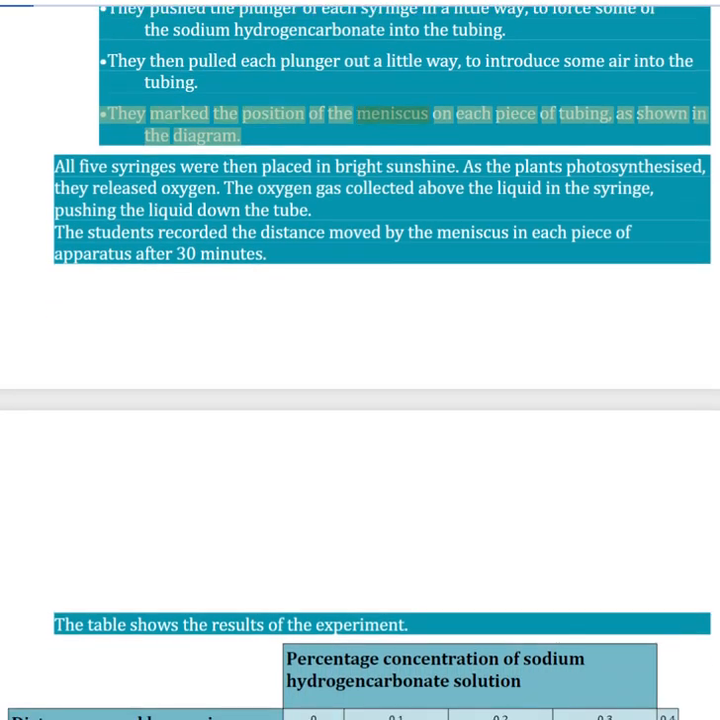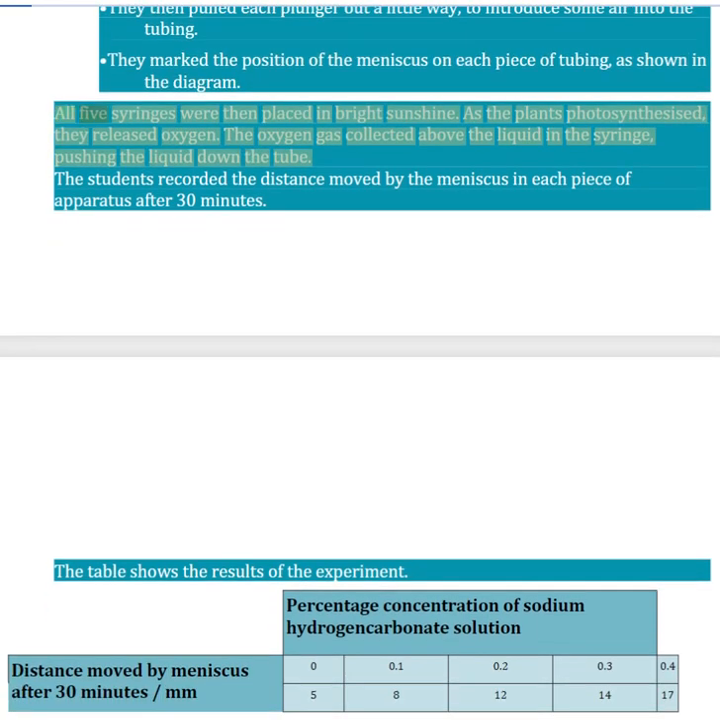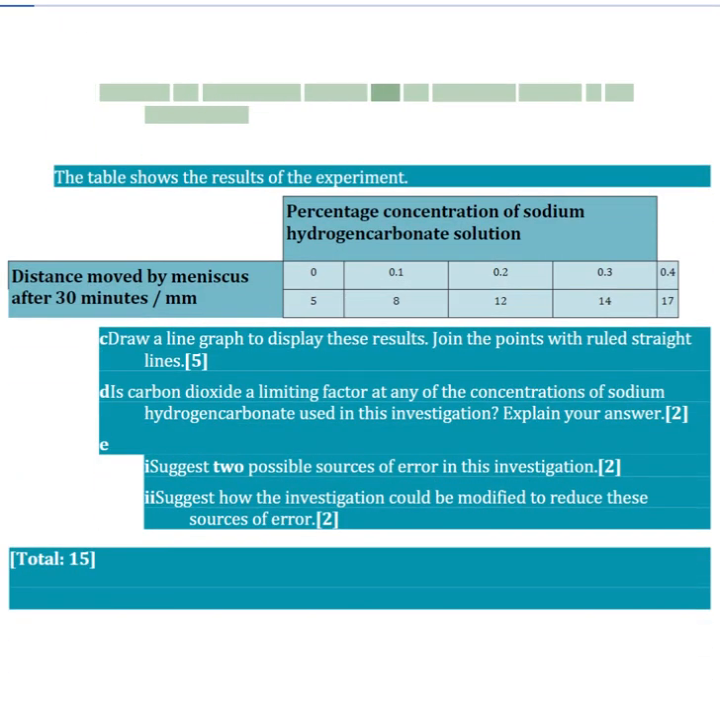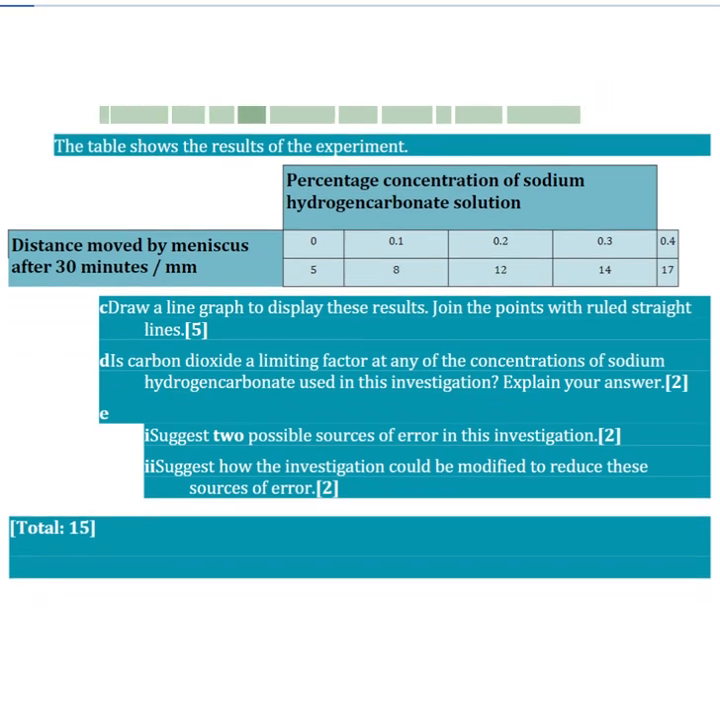They marked the position of the meniscus on each piece of tubing, as shown in the diagram. All 5 syringes were then placed in bright sunshine. As the plants photosynthesized, they released oxygen. The oxygen gas collected above the liquid in the syringe, pushing the liquid down the tube. The students recorded the distance moved by the meniscus in each piece of apparatus after 30 minutes. A. Identify the independent variable and the dependent variable in this investigation. B. Explain why the 5 syringes were placed in bright sunshine.